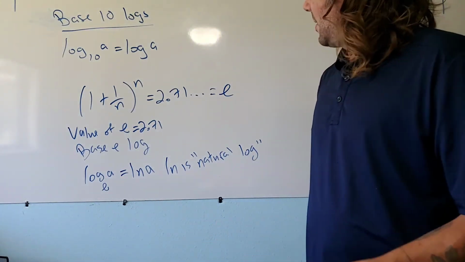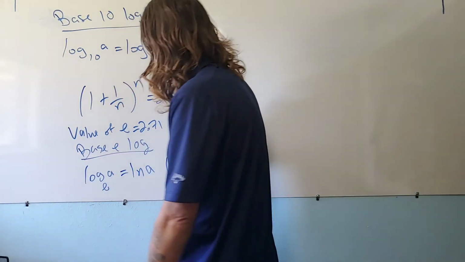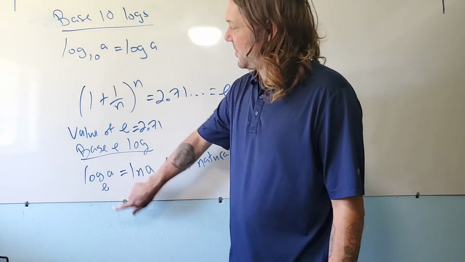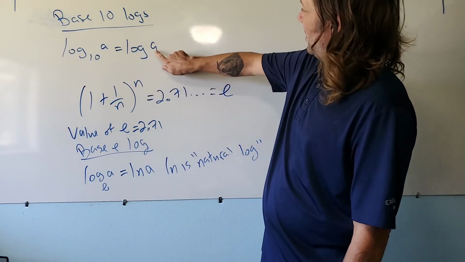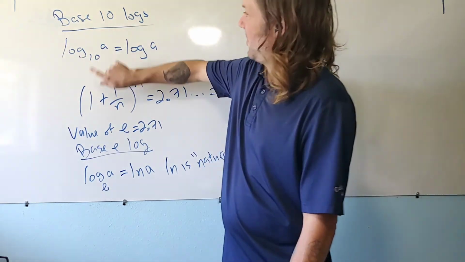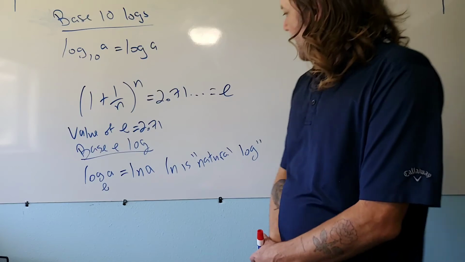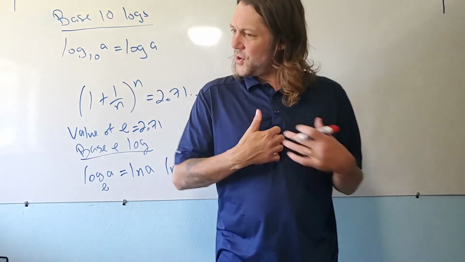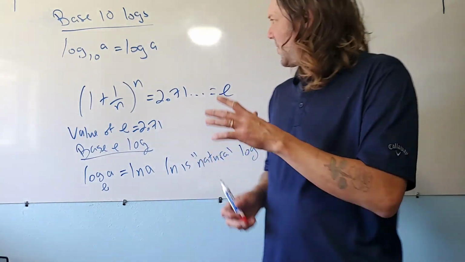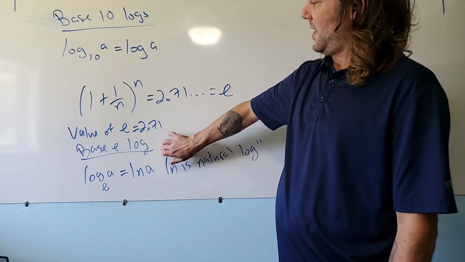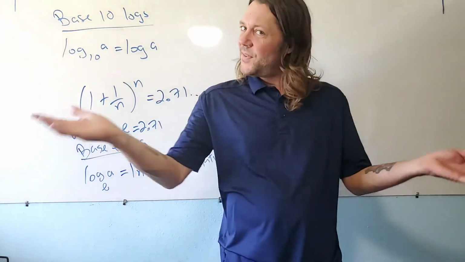So again, just know that if you see natural log of A, it's actually log base E of A. And if you see log of A, it's actually log base 10 of A. That's one of the things I wanted to talk about. I made a worksheet that has problems only using log base 10 and log base E, and that's all we're doing today.